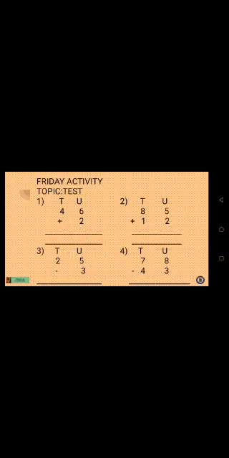You have addition and subtraction put together. Where you see plus, you add. Where you see minus, you take away. So work out these activities for your test, and we'll see next week.